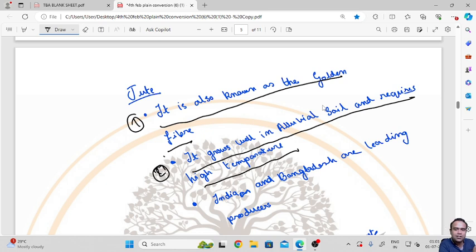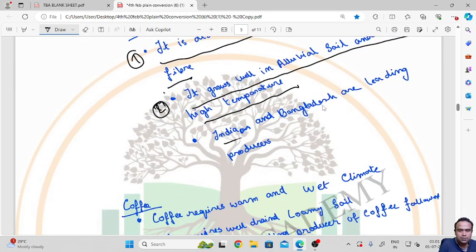It grows well in alluvial soil and requires high temperature. India and Bangladesh are leading producers of jute.